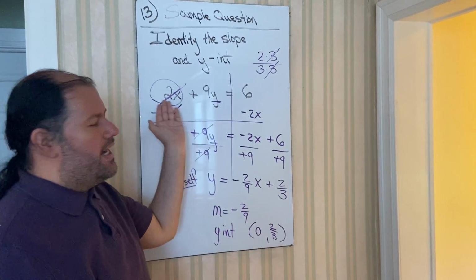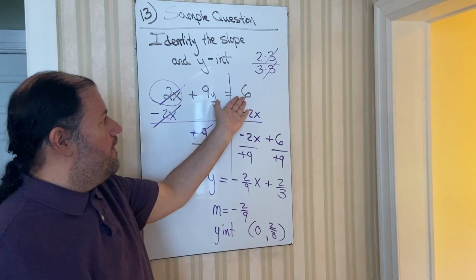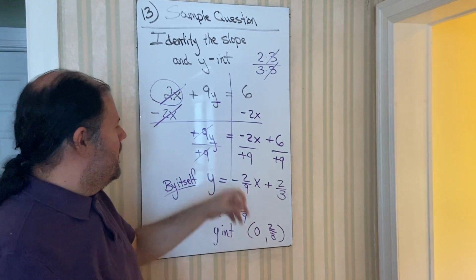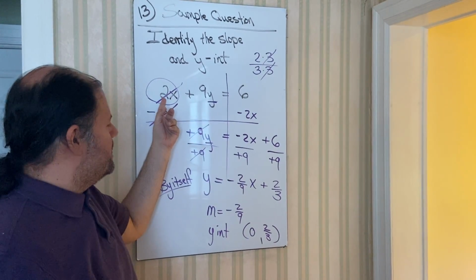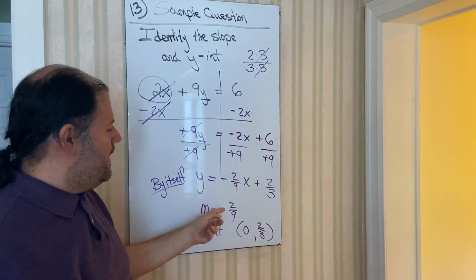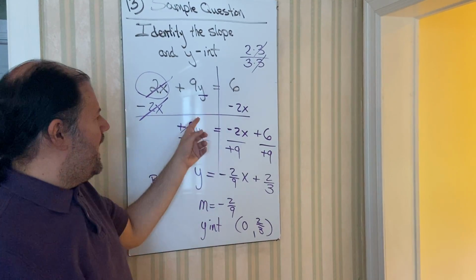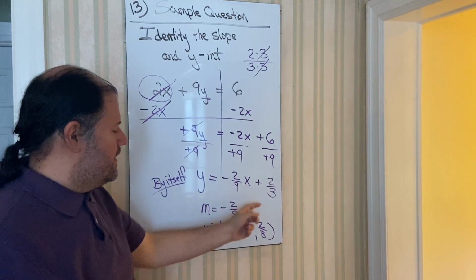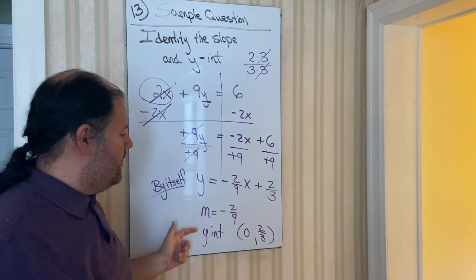You could not do that in the very beginning, because if you said, oh, my constant is 6. No, we found our constant is 2/3. Oh, my coefficient of x is 2. No, it was -2/9. You have to get y by itself before we can grab the coefficient of x and the constant to get your slope and y-intercept.